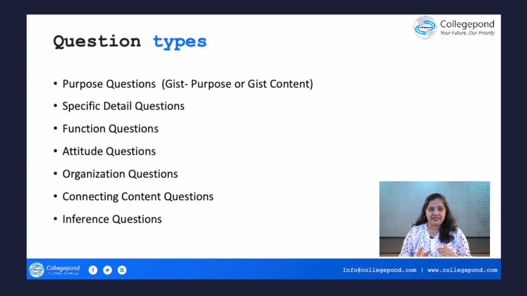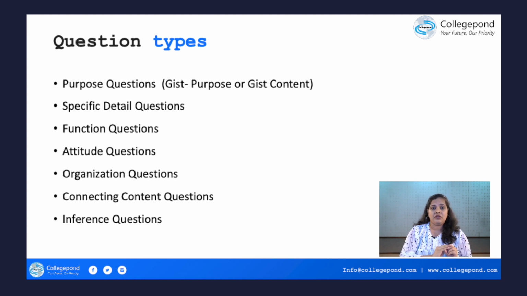Another question type that you will come across is the attitude question. It will require you to understand the speaker's attitude. What does he feel about a particular thing? Is he positive about it? Is he optimistic? Is he negative? Does he agree to what is being said? So those are the speaker's attitudes, and you will need a good understanding of a speaker's tone for this particular type of question.